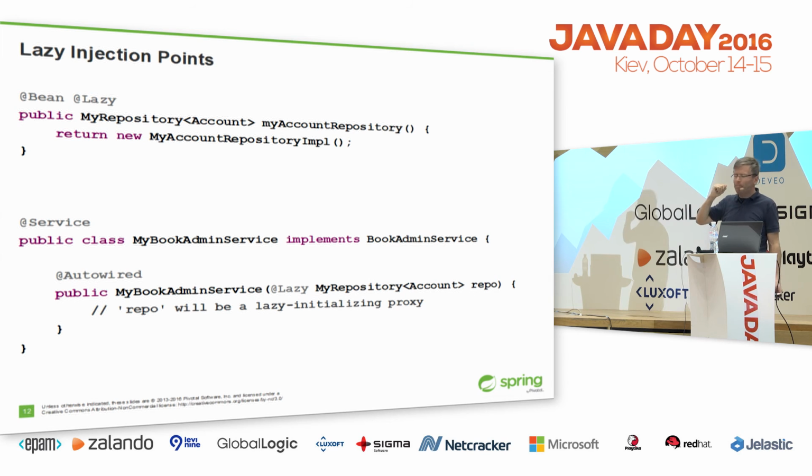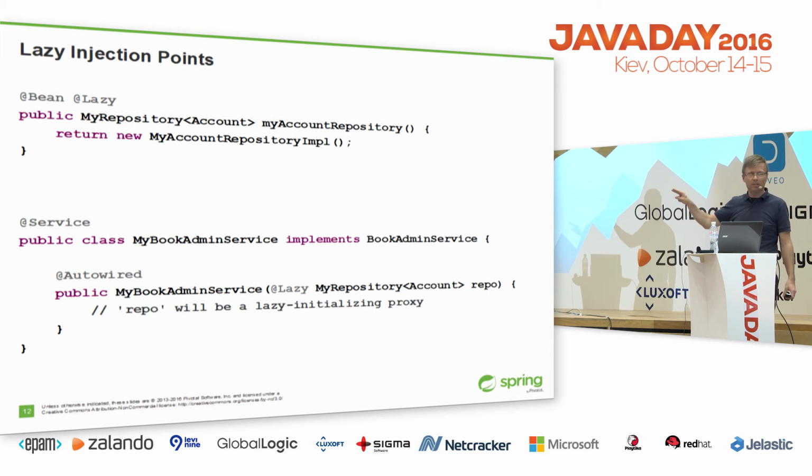Lazy is a pretty important hint. It indicates that my BookAdminService is not going to use this reference right now, not immediately. My BookAdminService basically says, give me a MyRepository of Account, but I'm okay if it's not fully initialized yet. I don't insist on it being fully initialized because I'm just going to store the reference probably in a field and I'm going to use it sometime later, whenever service calls come in, whenever some concrete stuff is going to be processed in my business logic.